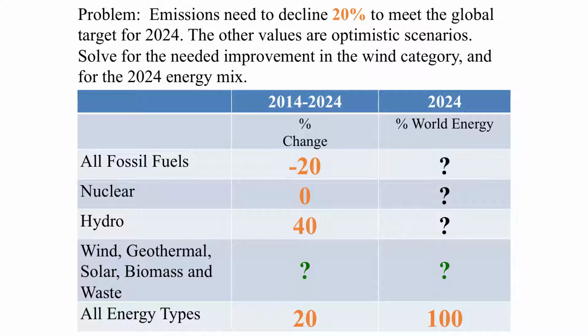And so the question is, how much does the wind category need to grow? To stay within the carbon budget, we need to reduce our fossil fuels by 20% by 2024. We need to reduce fossil fuels by 20%. Optimistically, nuclear does not decline any more than it has already, and optimistically, the wind source of energy can increase by 40%. So given those assumptions, what do we need from the wind category in order to maintain growth and stay within the carbon budget?